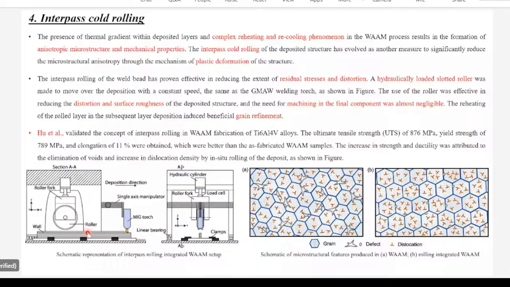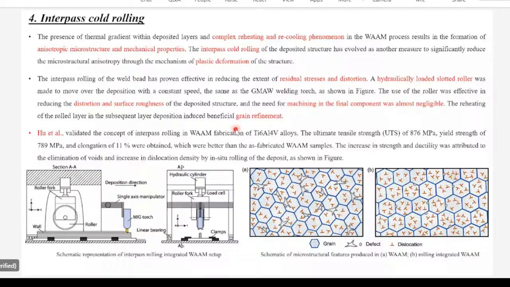Like it is making a flat bed type of thing. So one more advantage in this interpass cold rolling is to improve the surface roughness also of the deposit structure, and the machining needed in the final component was almost negligible. So it is very good, and refining this microstructure is the main output.